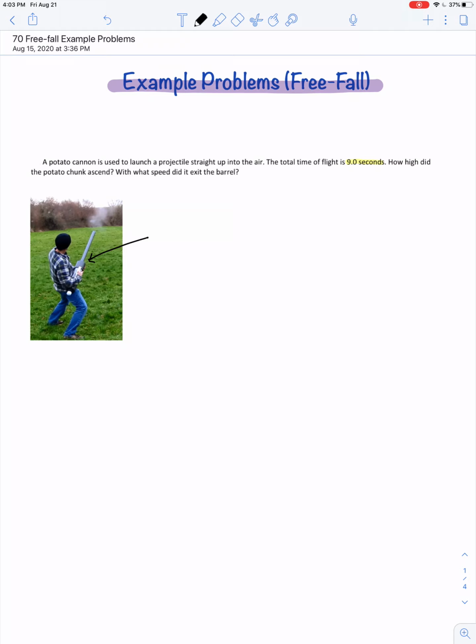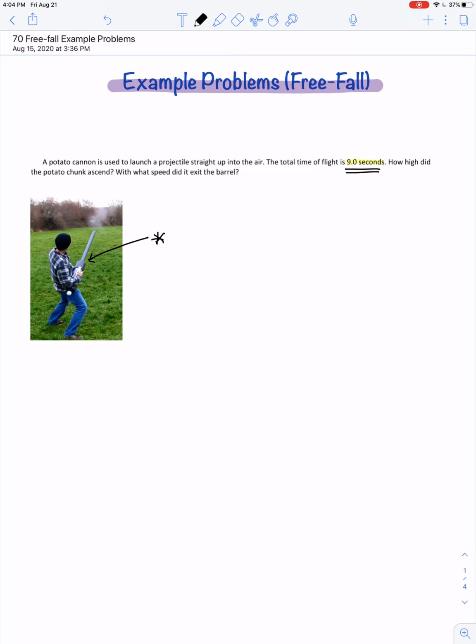If you have a stopwatch and you shoot these straight up into the air, you can figure out if you can produce this same amount of flight time. And from that, you can determine what the muzzle speed is for the potato chunks that come out of your own homemade potato cannon. And when we get to our study of motion in 2 dimensions, experimenting with the potato cannon would be a great way to learn about projectile motion. So I'm all for it.